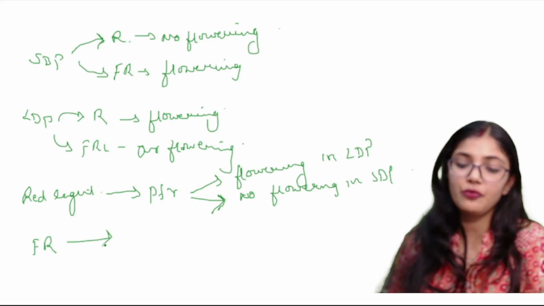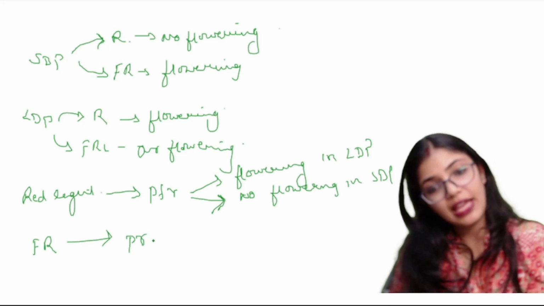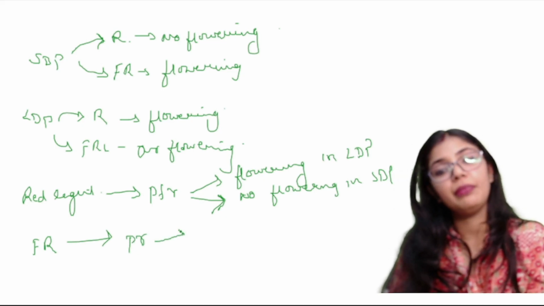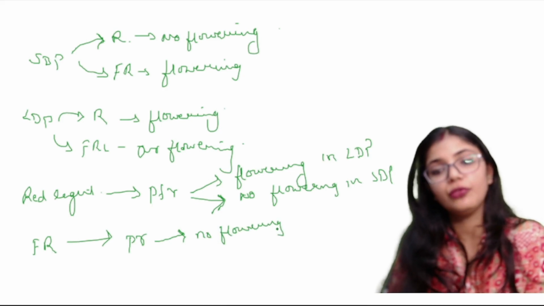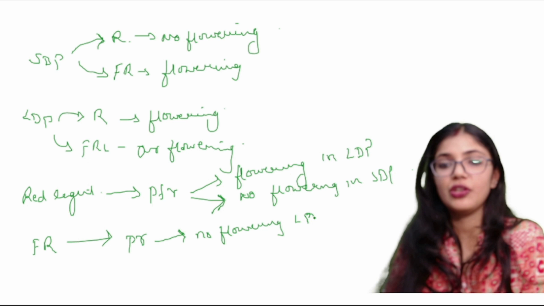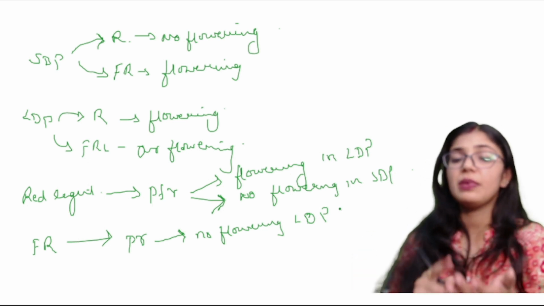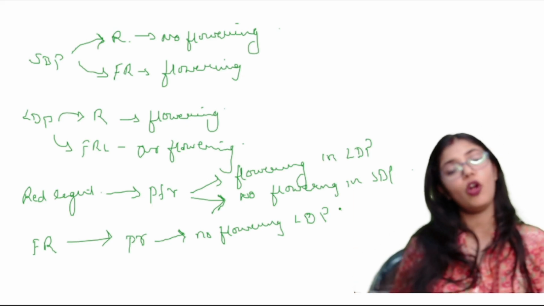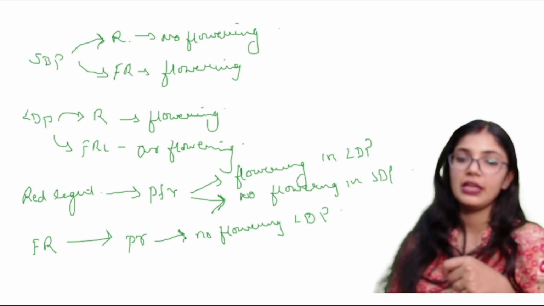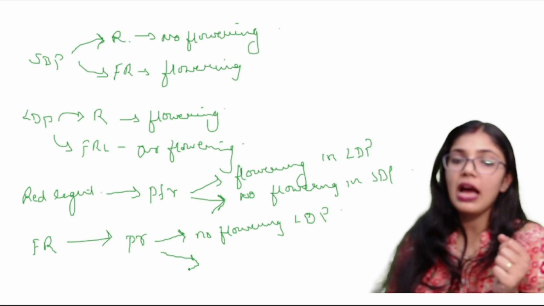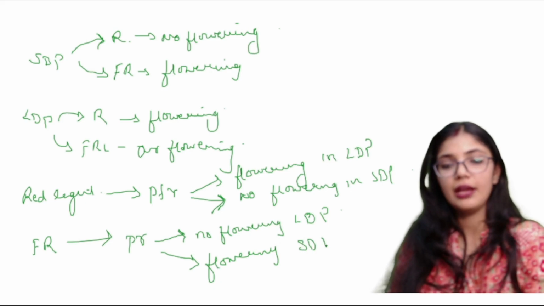Okay, now the next condition is far red light. What happens in case of far red light? There is presence of PR. So if there is PR, there will be no flowering in case of long day plant, because long day plant requires PFR, and if this PFR is more, that means it is having long duration of light, and during that condition only the flowering will take place. Now here, if it is having PR, there will be flowering in short day plant.